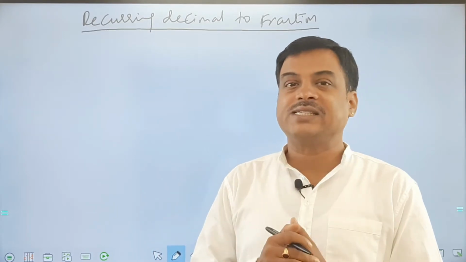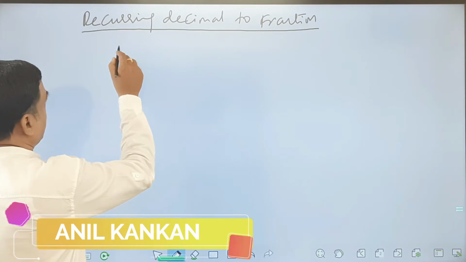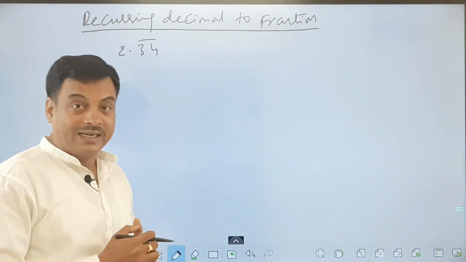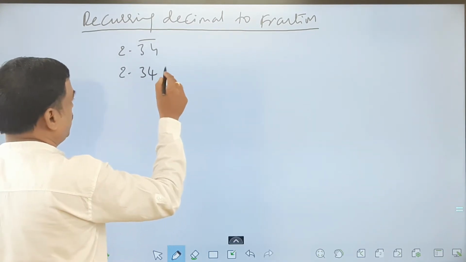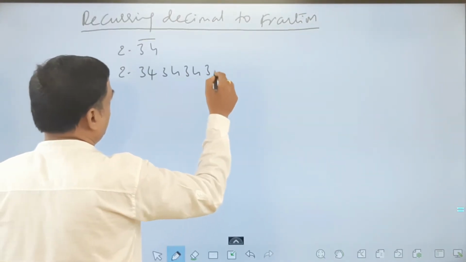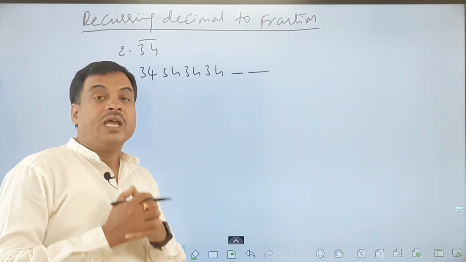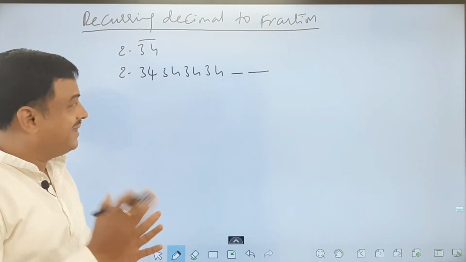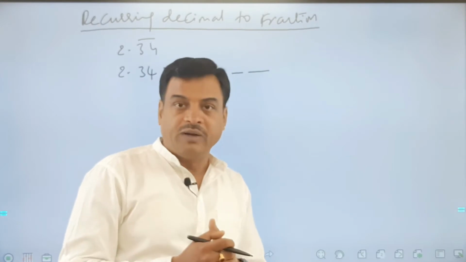So first let us understand what is a recurring decimal. If you write anything in this form like 2.34 bar, then that is called a recurring decimal. So what is an expansion of this? 2.34343434 and so on is the expansion of this. Okay. Now there are certain things which we need to know about recurring decimal, and then we'll discuss how to convert this into fraction by two different methods.